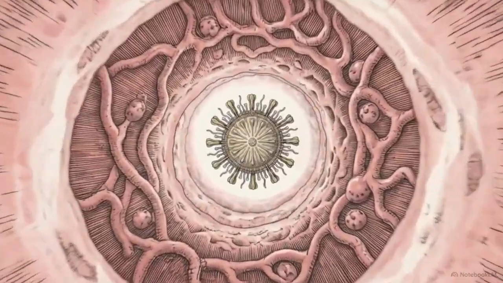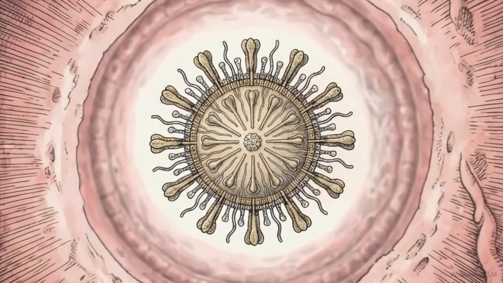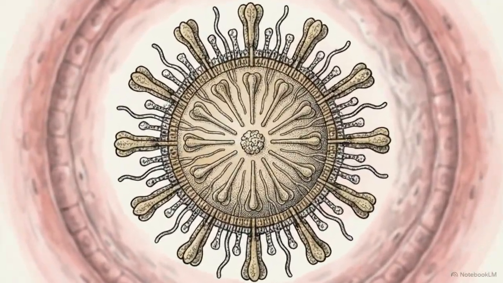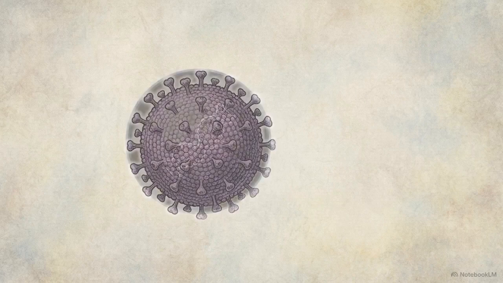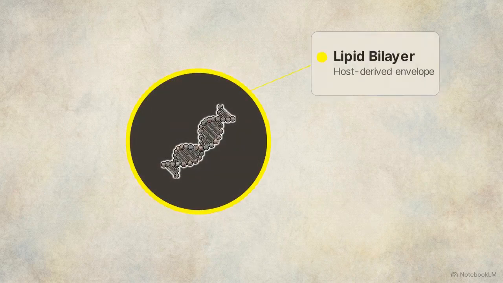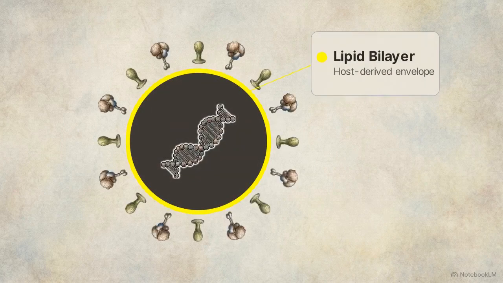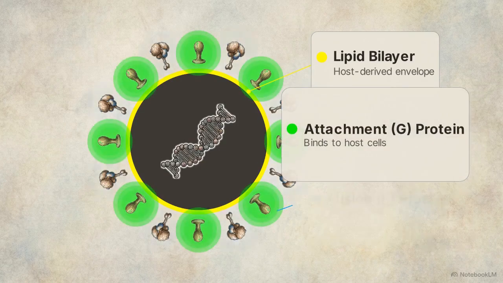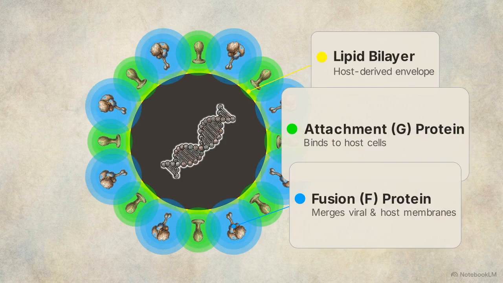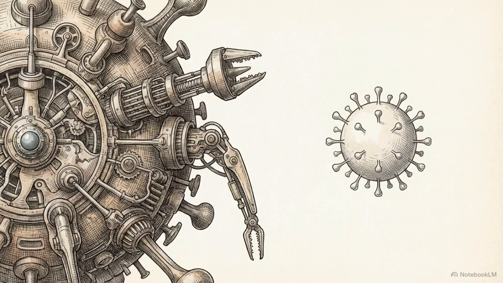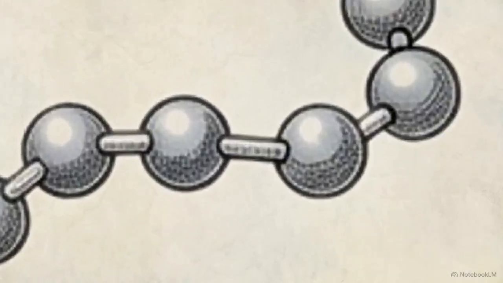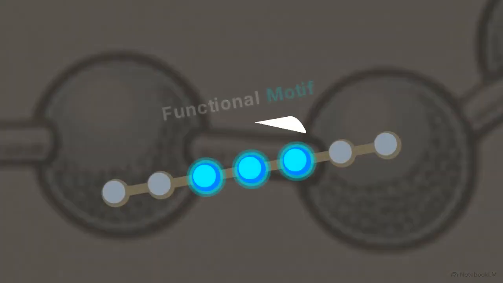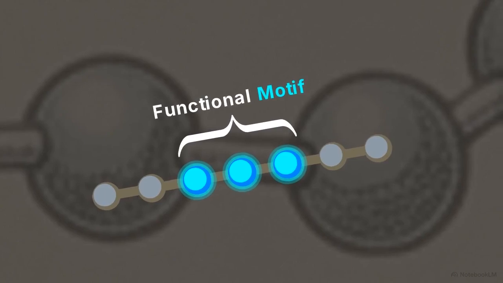To find the source of that long-term damage, we have to look at how the virion interacts with the respiratory epithelium. As an enveloped virus, HMPV is wrapped in a host-derived lipid bilayer. Its ability to breach the cell membrane depends on its surface glycoproteins, specifically the attachment, or G protein, and the fusion, or F protein. Unlike more complex pathogens, HMPV does not bypass host defenses by synthesizing large, specialized structures. Instead, it utilizes minimal, highly conserved sequences of amino acids, known as functional motifs.